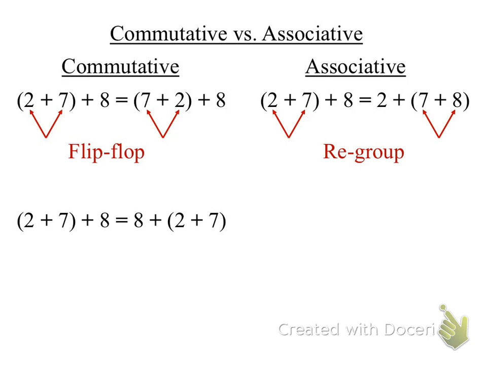Now, this is really tricky. Is this associative or commutative? Commutative. Why? Because the 2 and the 7 stay the same. It's still the same group. It just moves to the other side. Right. This whole thing switches places with the 8. Do you see that? So even though the parentheses are over here, the group is still the same. That's why it's commutative.